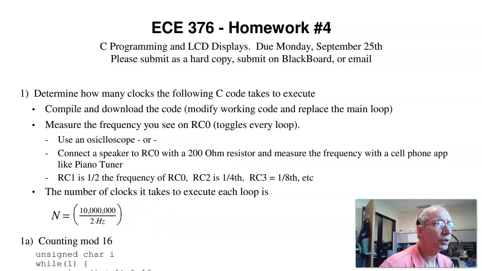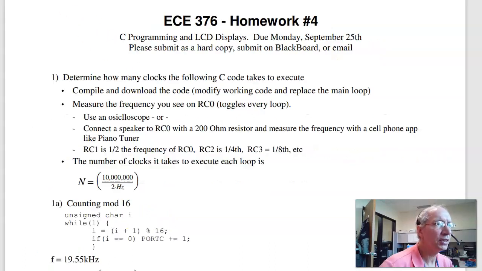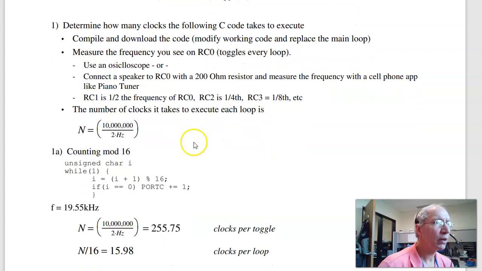Here are solutions to homework set number 4 for ECE 376. The first problem is to determine how long it takes to count mod 16, mod 17, and so on. One way to do that is experimental.